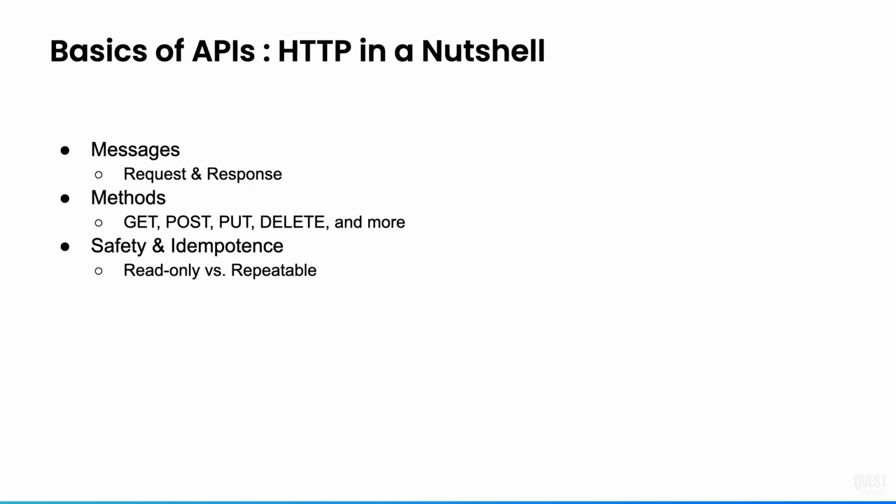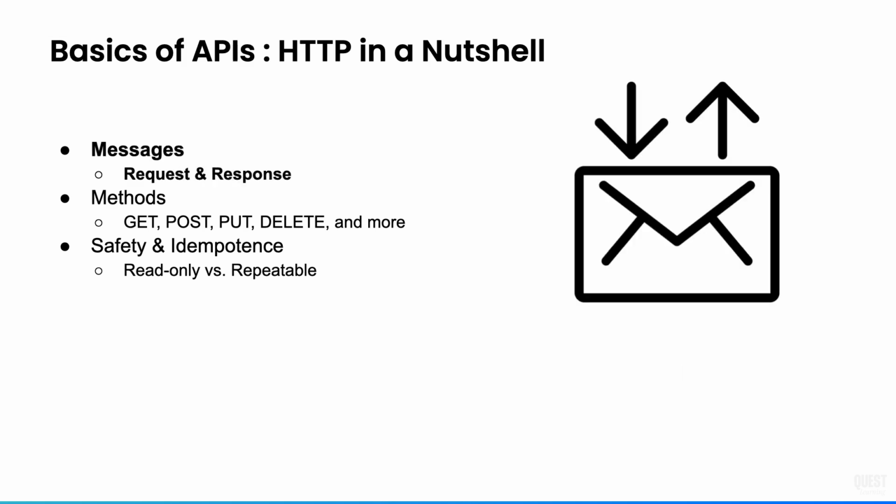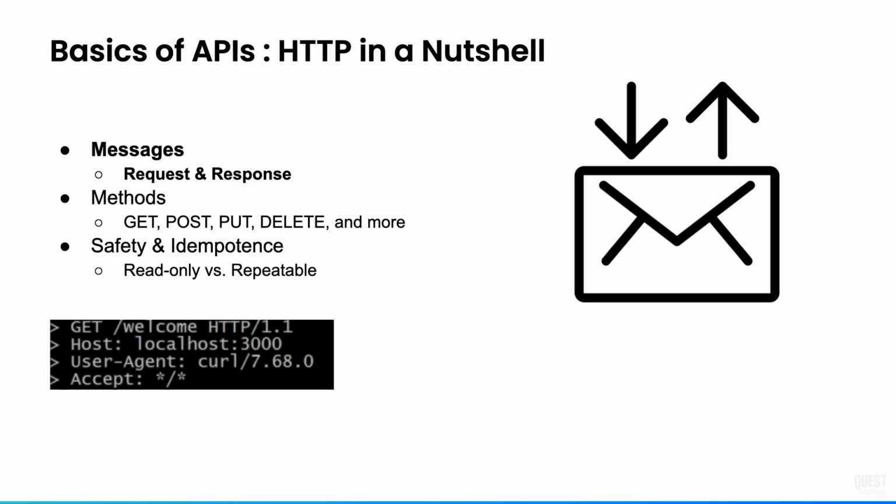And we're going to look at it from 3 points of view again. That's messages, methods, and safety and idempotence. So messages is really what HTTP is all about. When you make a request, you send a message, and when you get a response, you also get a message back. So request and response is all about sending messages.